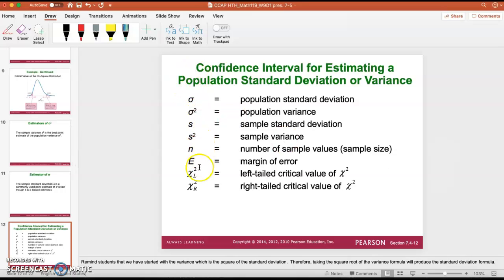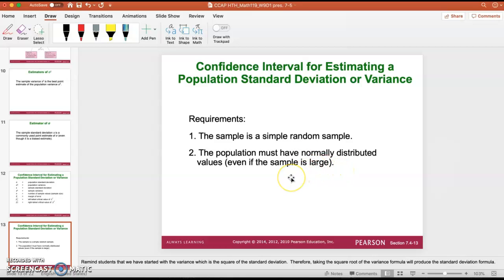Here's just a little recap of some of the notation. So sigma for our population standard deviation, sigma squared, population variance. s is what we usually use for sample standard deviation, s squared for that sample variance, and n for the sample size, we still use capital E for the margin of error. And now this variable here is chi-squared sub L, so that's our left critical value using the chi-square, or left-tailed critical value for chi-square. Then we have chi-squared sub R, so that's our right chi-square critical value.